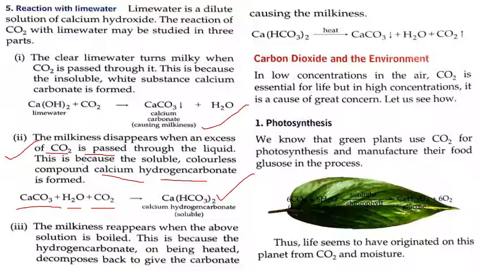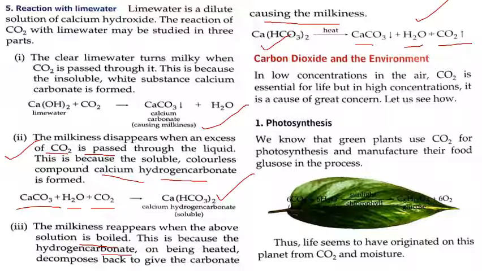The milkiness reappears when the above solution is boiled. This is because the hydrogen carbonate on being heated decomposes back to give the carbonate, causing the milkiness. So if we heat the calcium hydrogen carbonate, it will lead to the formation of calcium carbonate again, plus water plus carbon dioxide gas. So it will, in this case, reverse. What we had earlier as reactants will be formed as products over here.